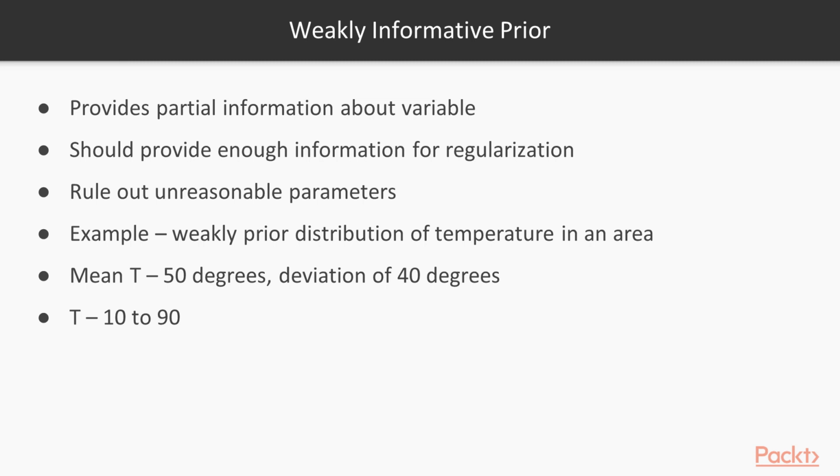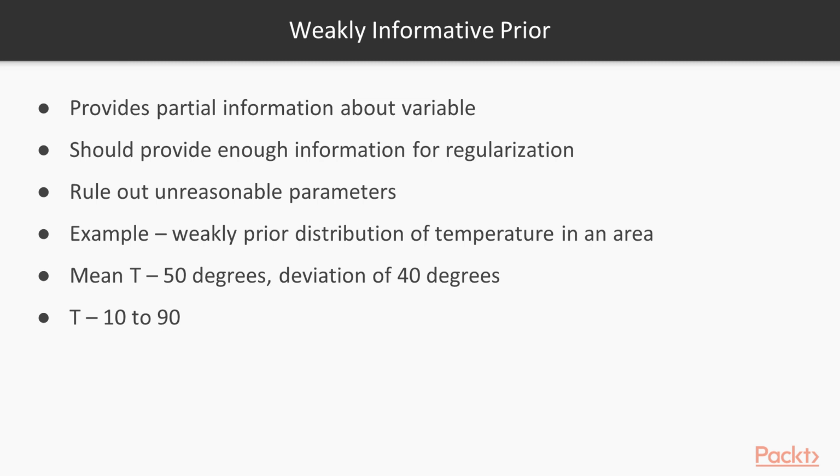The fourth point is an example: weakly informative prior distribution of temperature in an area. If you are trying to gather information about the temperature of a particular area, and you want to provide the prior, for example, the mean temperature is 50 degrees Fahrenheit, and there is a deviation of 40 degrees Fahrenheit. So you are not certain about it, but it is not a vague prior. It is a weakly informative prior, right? You have information, but that is partial. You are not sure what the exact mean temperature is.